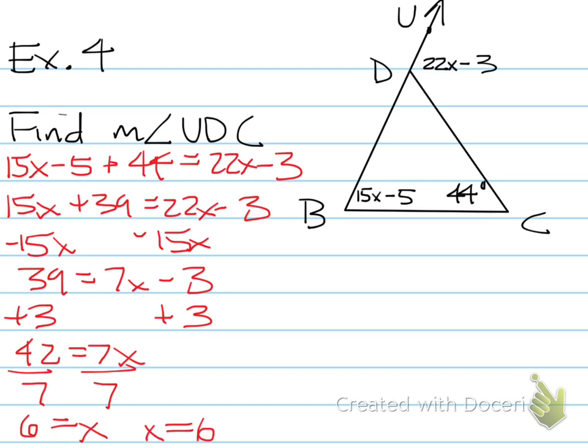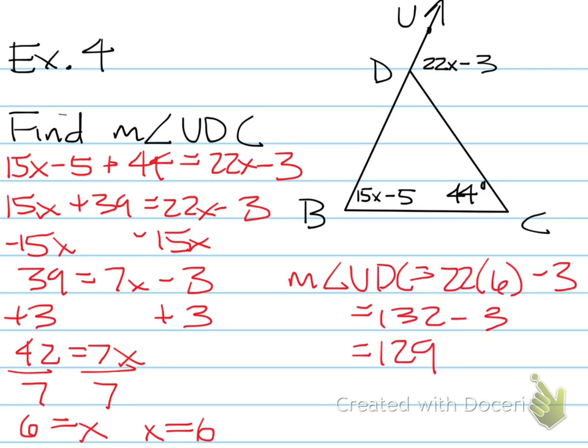And then we're told to find the measure of angle UDC, so we're going to plug in 6 into the expression for angle UDC. That will give us 22 times 6 minus 3, or 129.